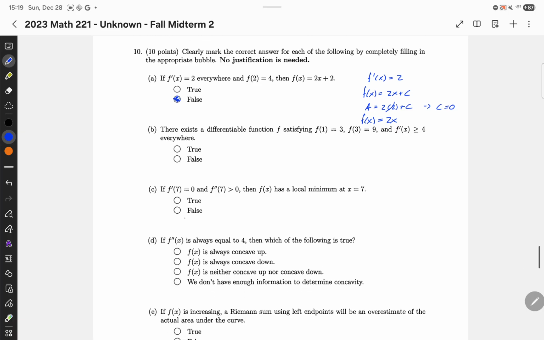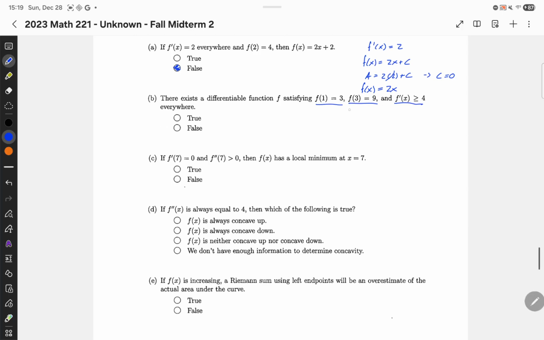Now for part B, there exists a differentiable function f satisfying that f of 1 is 3, f of 3 is 9, and f prime of x is greater than or equal to 4 everywhere. So for this one, we're looking at a derivative, and we have 2 points. So this is giving us a hint that we're probably going to want to use the mean value theorem. So let's go ahead and check this out.